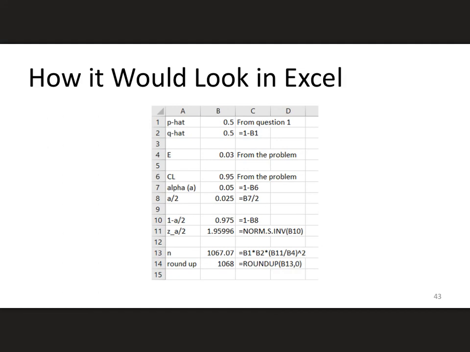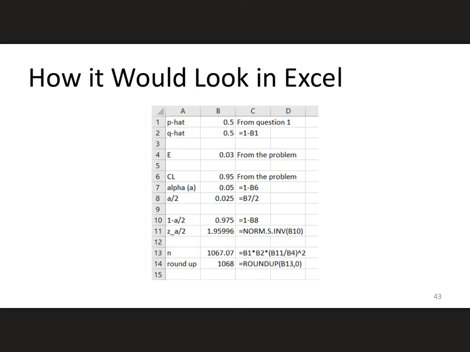So you can see my Excel here. P hat, and this is from that question 1 where it said that we know no preliminary results. And then, of course, if p hat is 0.5, q hat has to be 0.5, but you would do that by doing 1 minus your p hat value. E was from our problem. It told us 3%, so that's 0.03. The confidence level also came from our problem, and that was 0.95. Our alpha, of course, is 1 minus your confidence level, and then you can do alpha divided by 2.